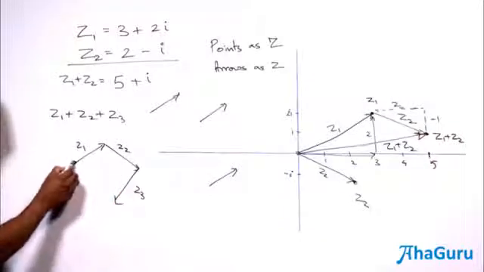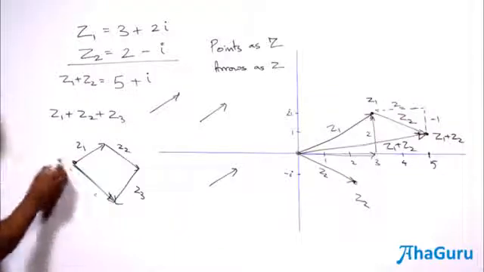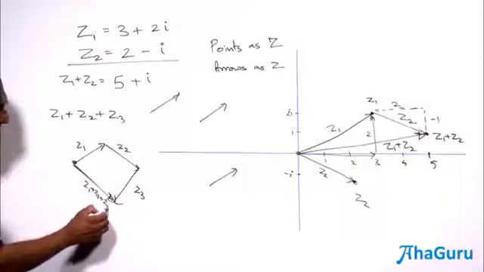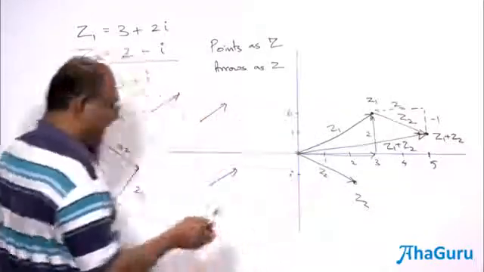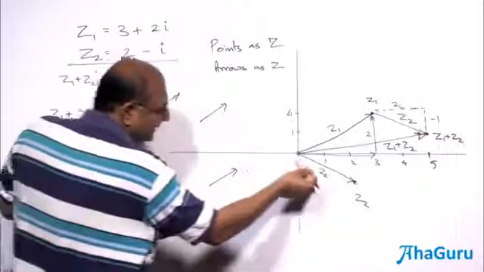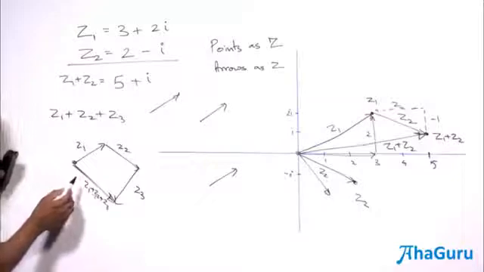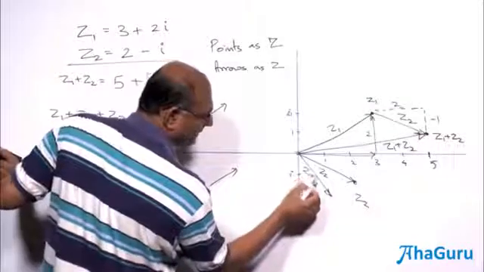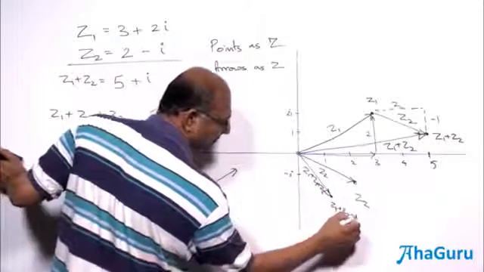From the tail to the head, let us draw a new arrow. What is this arrow? Z1 plus Z2 plus Z3. Take this arrow and put it at the origin. If you lift this arrow and place it here, if it ends here, it is still Z1 plus Z2 plus Z3. Where does it end? It ends at the point which is Z1 plus Z2 plus Z3.